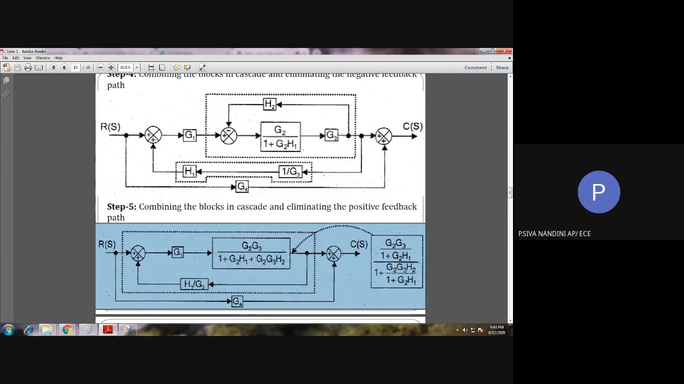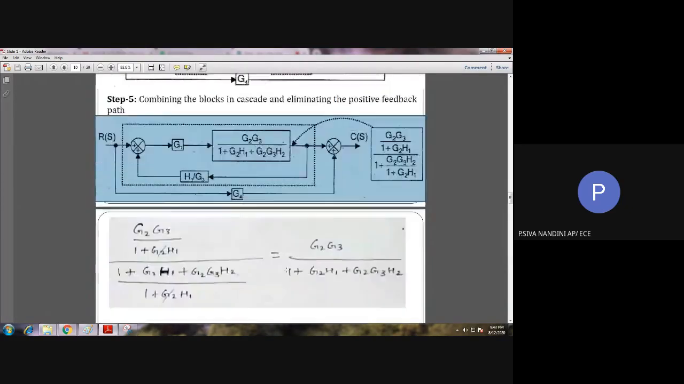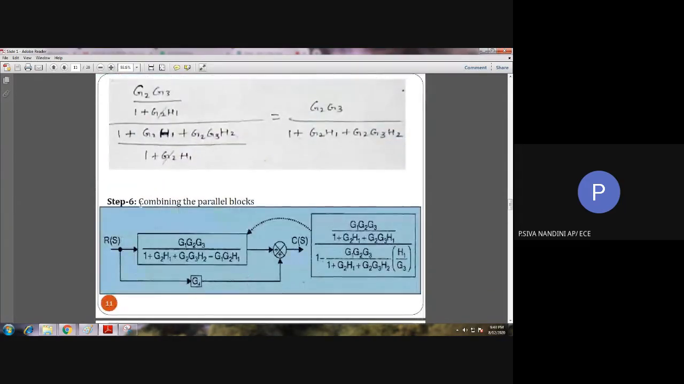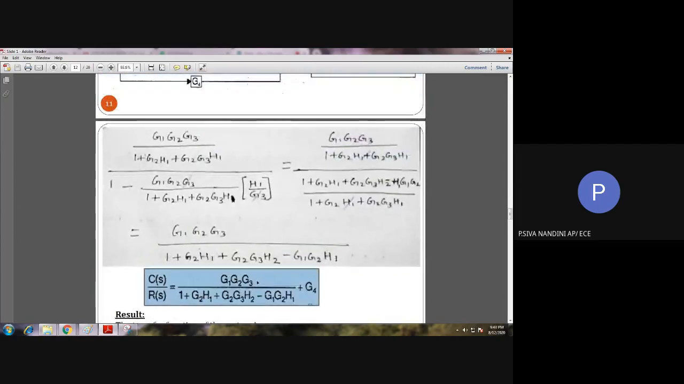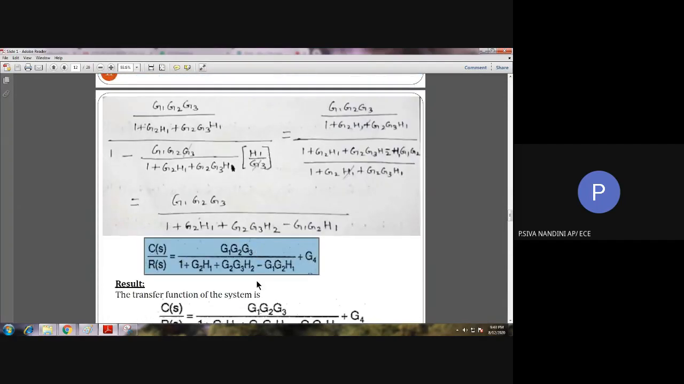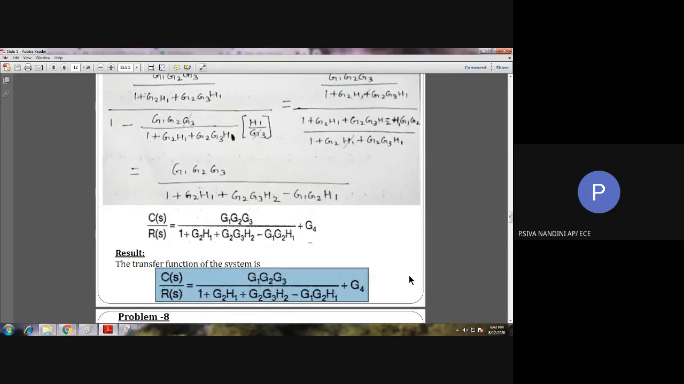In step number 5, you see G1 and this block are in series, so we can simply multiply those two blocks. After that, we have a positive feedback loop. That positive feedback loop is eliminated, and thus we have a block like this shown in step number 6. And then again we have parallel blocks. So we combine the parallel blocks by simply adding those two blocks, and we obtain a single equation which is nothing but our transfer function.